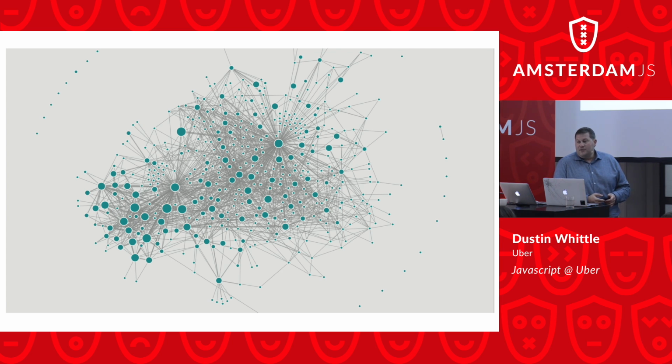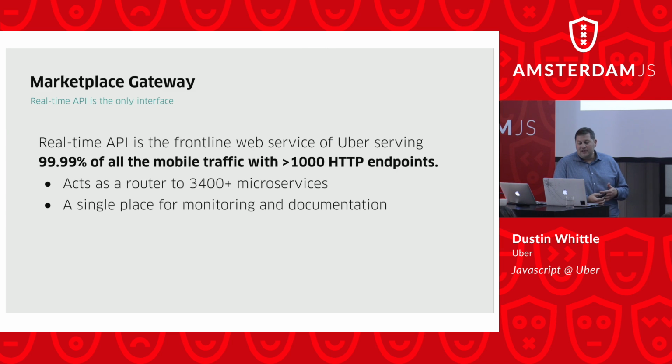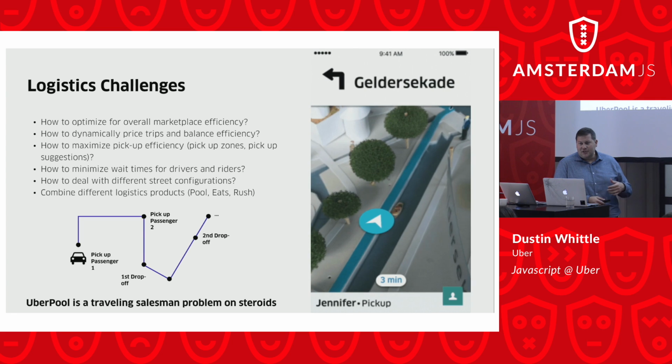And so one of the ways that we use JavaScript is to power this marketplace gateway. Again, the marketplace gateway, it's the only API that you need to know to interface with all the underlying services. And so all the mobile traffic from iOS and Android flows through this one gateway, and it acts as a router to the more than 3,400 microservices. And it's a single place for us to manage monitoring and documentation. And really, again, it's Uber's brain.